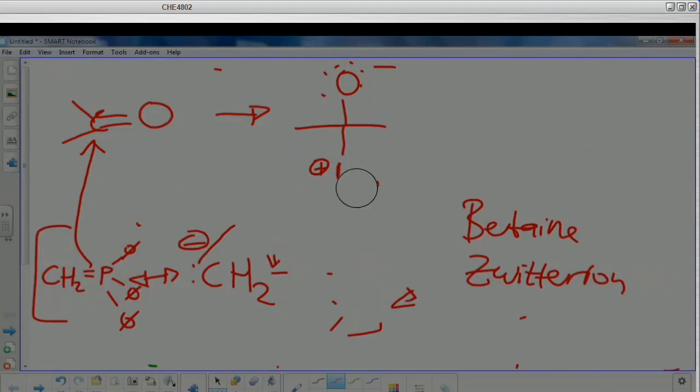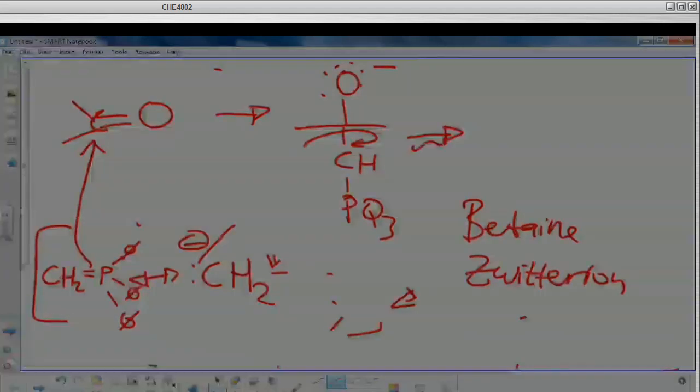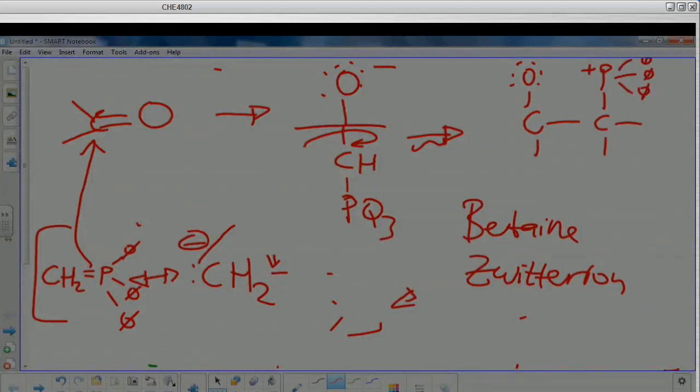Did I write this correctly? No, I'm missing a CH2, sorry. There's a CH2 missing there, and then P with 3 phenyl rings. So there must be a bond rotation here to align. It's still the same, it's not a reaction, it's just the same thing. So to align oxygen and phosphorus, like this, P plus, and then those 3 phenyl groups. And then we've got this bond like that. So this is a betaine.